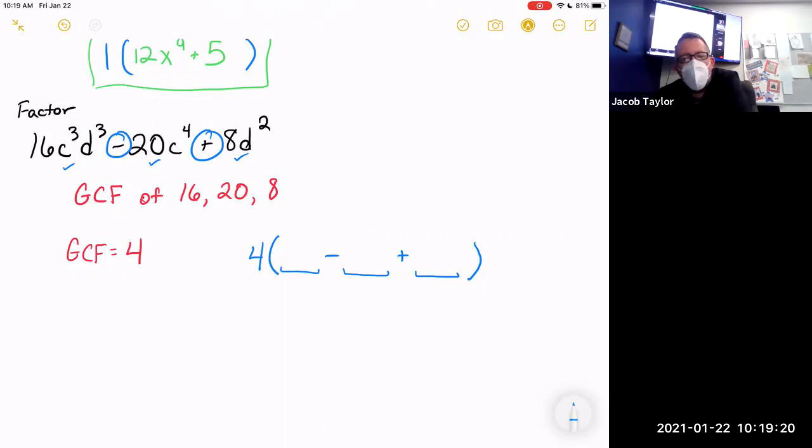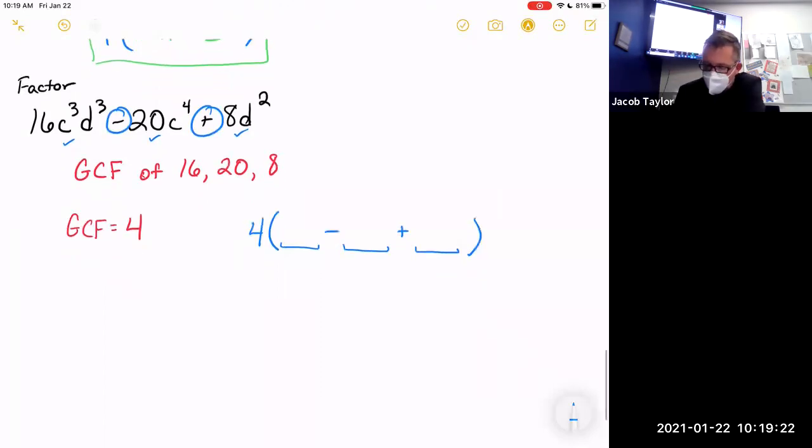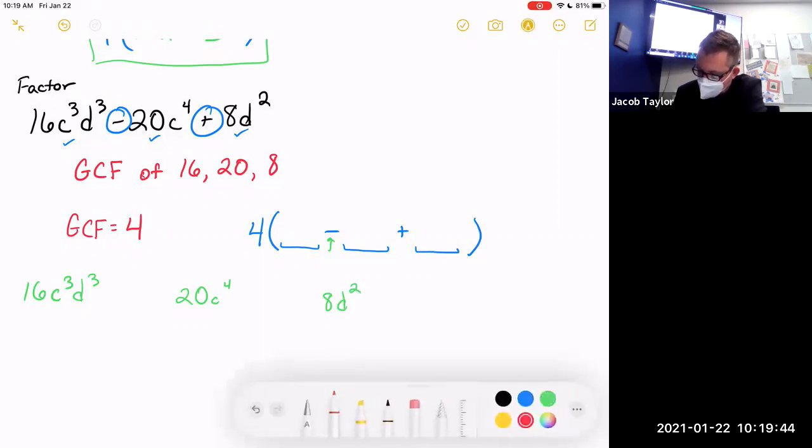And now to figure out what each one of those terms in the parentheses is, I just take each term from the problem: 16c cubed d cubed, 20c to the 4th. Notice I'm ignoring the minus sign here because I already took care of it. And then 8d squared. Each one of those is going to get divided by my greatest common factor of 4.